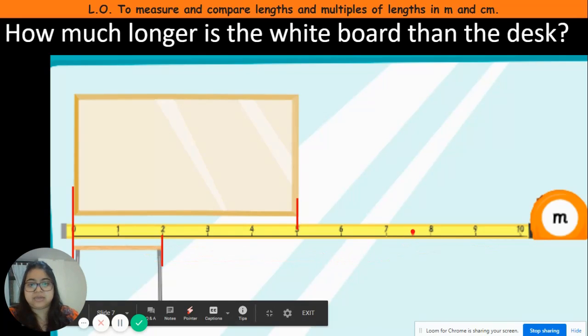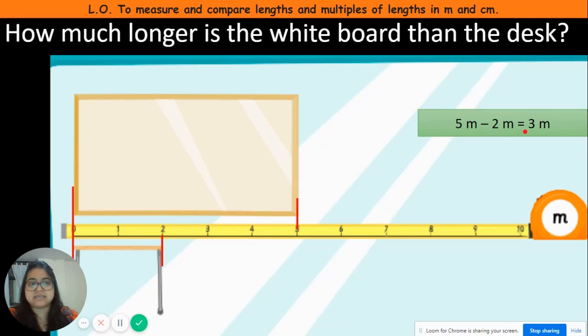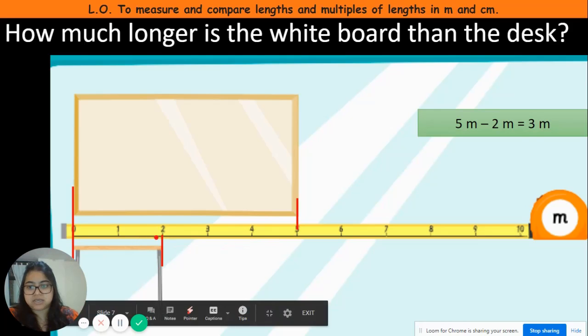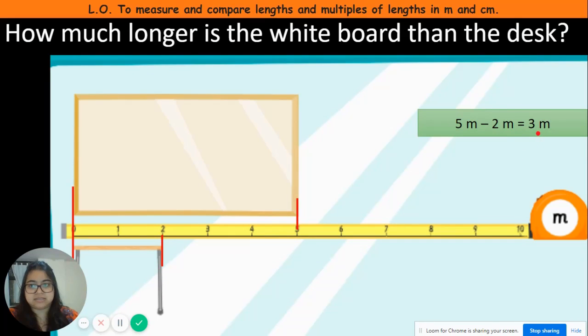So again, you can either do math like this: 5 meters minus 2 meters is equal to 3 meters, or do your counting from here to this point. So that would be 1, 2, 3. So 3 meters is our answer. So it would be the whiteboard is 3 meters longer than the desk.